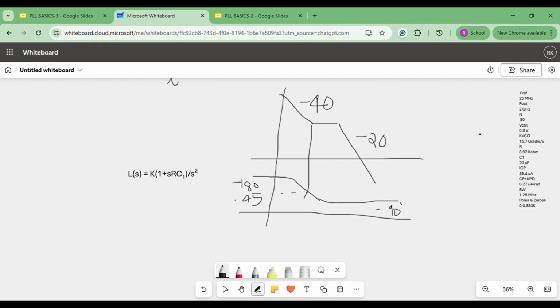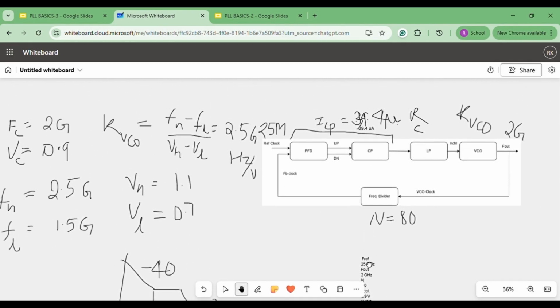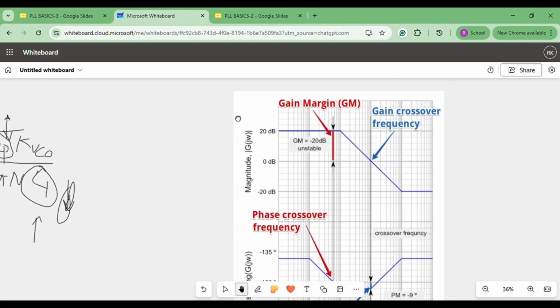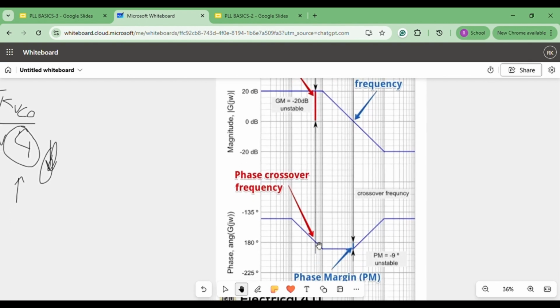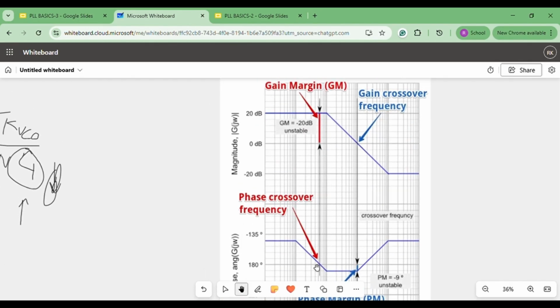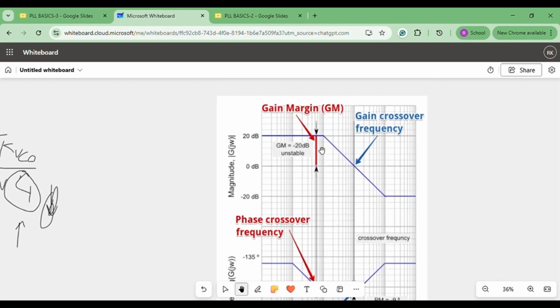One more thing I wanted to explain, just for recap. What is gain margin, phase margin, and phase crossover frequency? Gain crossover frequency is the point where we are getting 0 dB of gain. Phase crossover frequency is the frequency where we are getting 180 degrees of phase. So what is gain margin? At phase crossover frequency, from DC gain, how much offset is there?